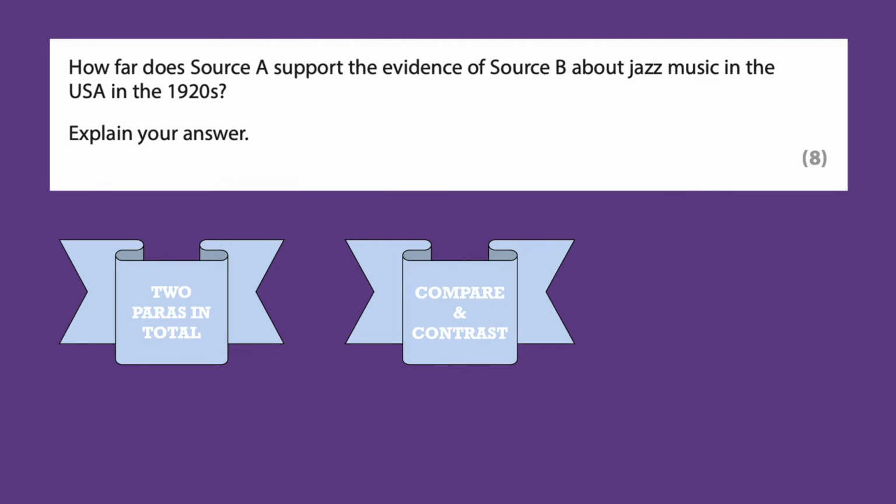You have to compare and contrast between both source A and source B, and they're going to give you a keyword or a topic in the question. So in this one, the keyword or the topic is jazz music in the USA in the 1920s. So basically you have to show how much they support each other in regards to jazz music. So of course you could say that they don't, or they do, or they slightly do, etc.